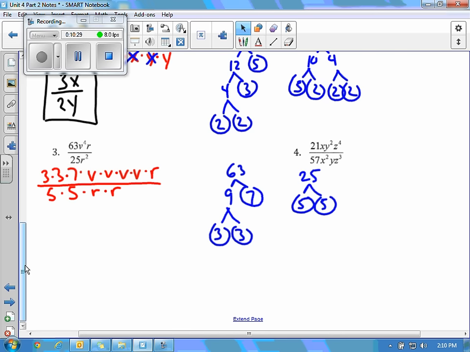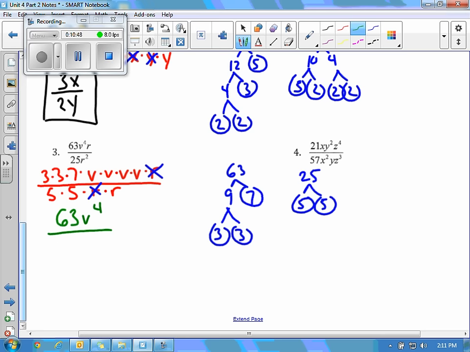Now I'm going to cross out what they have in common. They don't have any numbers in common. The top has b's, but the bottom doesn't. So all they have in common out of all of that is just 1 r. So that means I'm still going to have 63 on top because I didn't get rid of any of the numbers. I'm still going to have all 4 b's. On the bottom, I have 25 and I have 1 r left. So from all of that, all we canceled out was 1 of the r's.